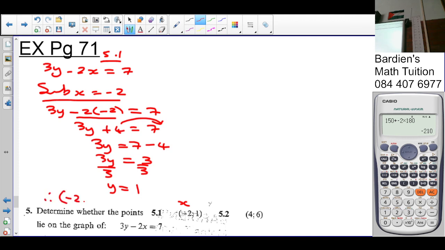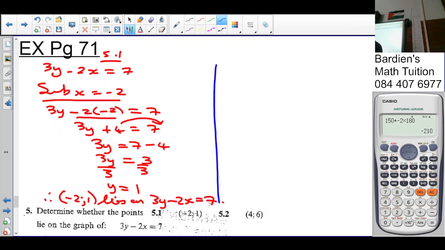Therefore, (-2, 1) lies on the graph 3y minus 2x equals 7. Does it make sense, people? You get 5.2.